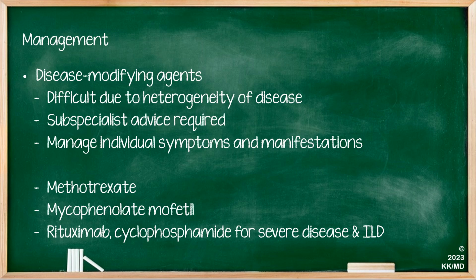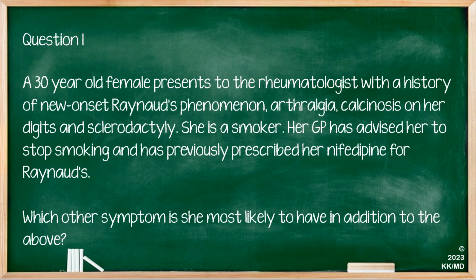Examples of DMARDs used for limited cutaneous systemic sclerosis include methotrexate, mycophenolate mofetil, and the more complex biologic DMARDs such as rituximab, cyclophosphamide, particularly in severe disease and in interstitial lung disease. So now let's do some questions.